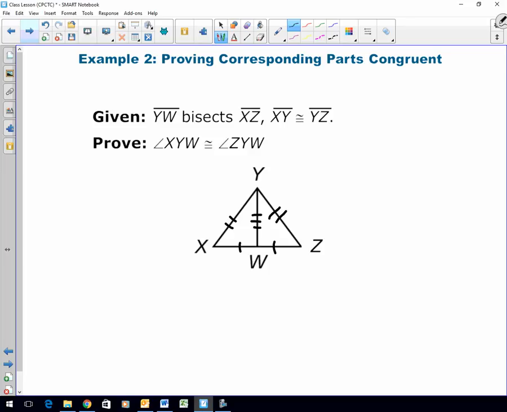When I say congruent to itself, here's what I mean. I got triangle XYW. I got triangle ZYW. What did you notice about the letters that were in both of those? They're both the same, correct?